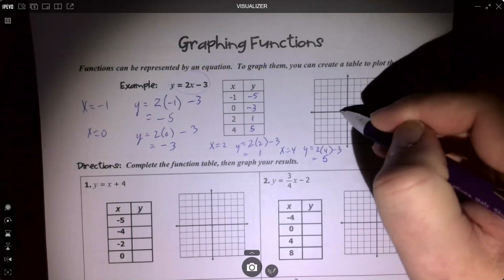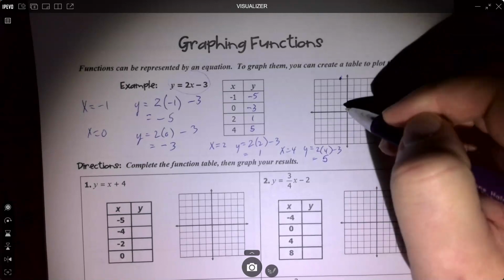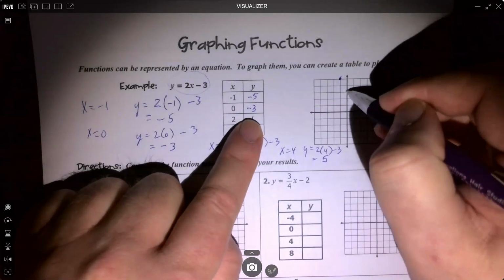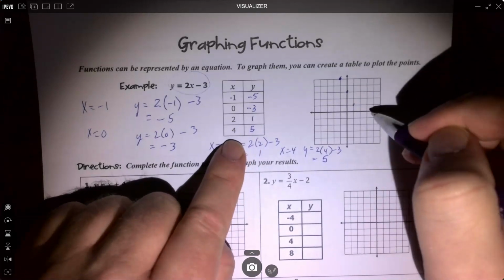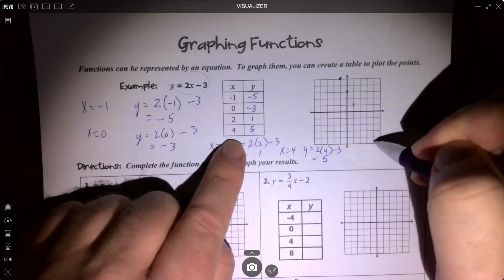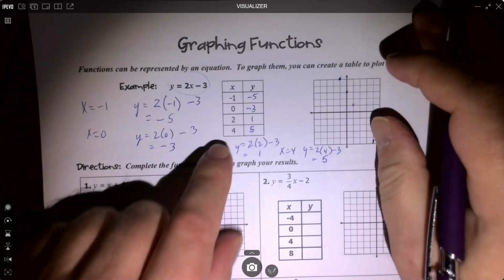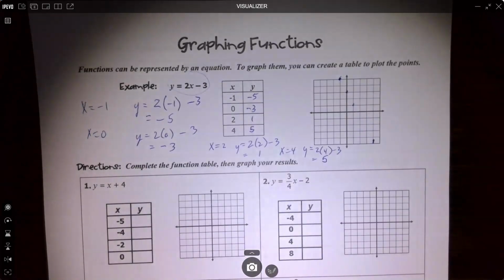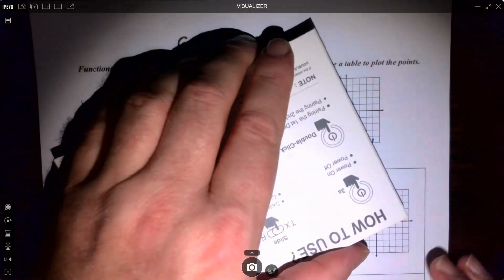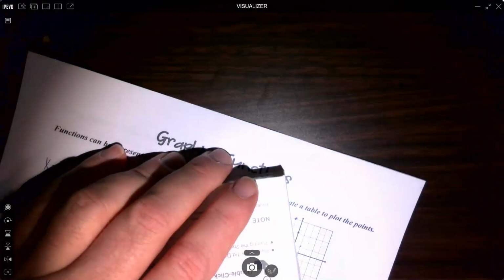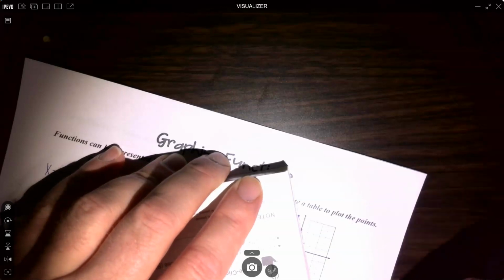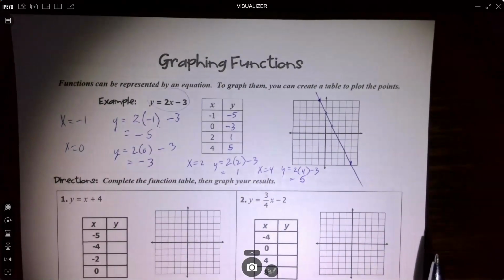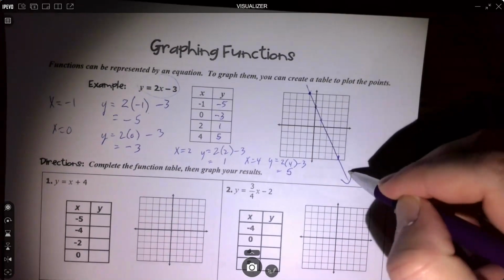All right, so -1, -5 is here. 1, -3 is here. 2, 1 is here. And 4, 5 is here. And if I take some form of straight edge, let's see if I have anything. I'll just use this box. And I'll get closer to this. And you can use any straight edge. And there's my graphing of my function.